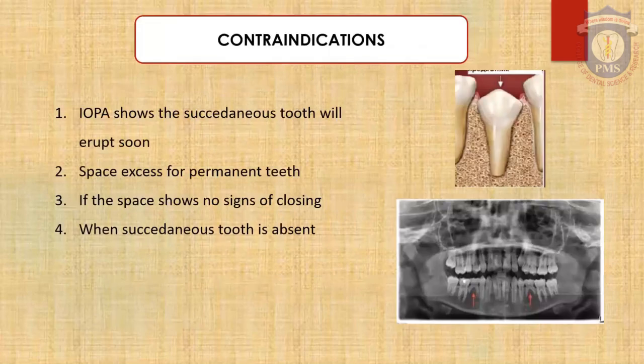It is contraindicated when IOPA shows the succedaneous tooth will erupt soon, when there is a space excess for the permanent tooth, if the space shows no sign of closure, and it is also contraindicated when succedaneous teeth are absent.